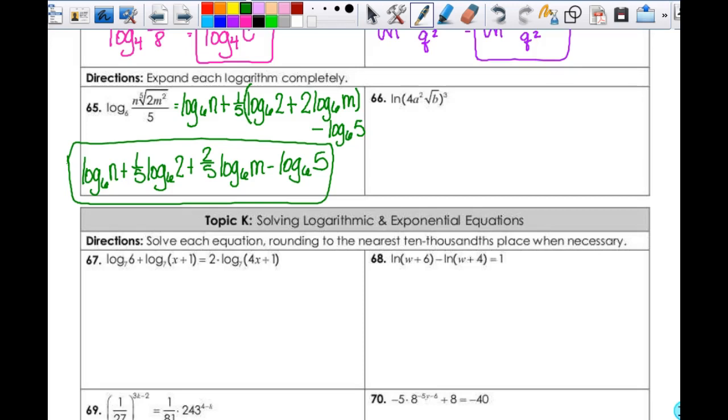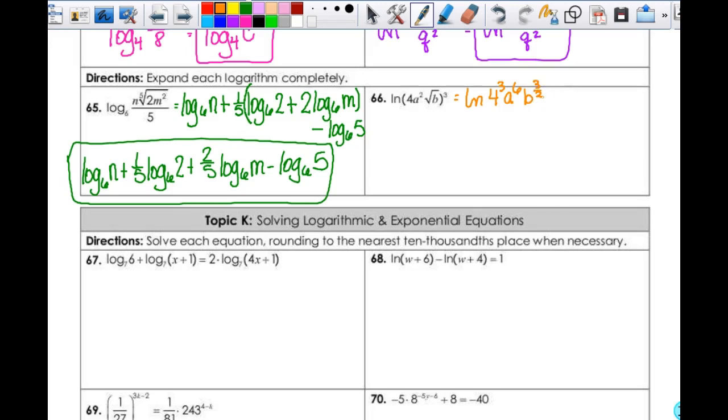Okay, 66. I'm going to start by going ahead and distributing that. I'm going to do the power to the power. So I have this 3rd power, this 3, basically will get distributed to all of it. So I get the natural log of 4 to the 3rd, a to the 6th, b to the 3/2.